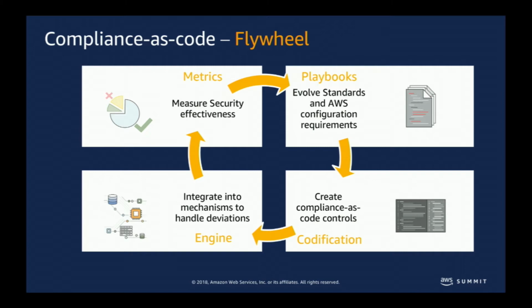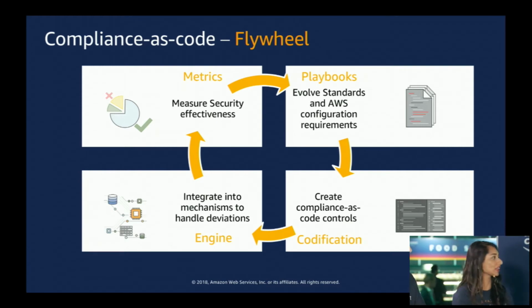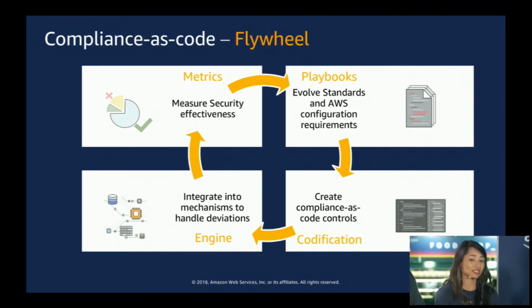And then moving on to the engine. What you want to do is integrate this into a mechanism to handle deviations. And the Config engine is a great example, which we'll come to in a little bit. Okay, let's talk about that. Yeah, we'll talk about that in a little bit. And then essentially being able to measure the effectiveness of that. It's a flywheel, so you're iterating back to that playbook. What you find from the metrics, you use to iterate that playbook, and you continue to evolve it over time.